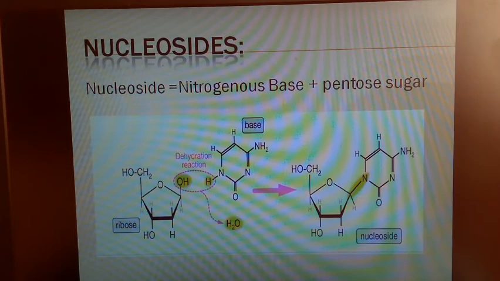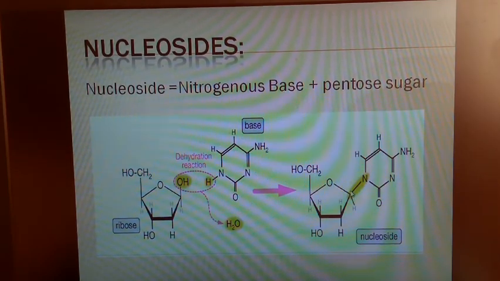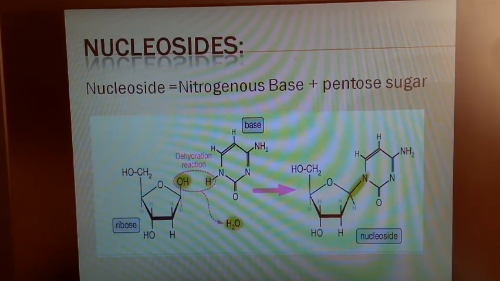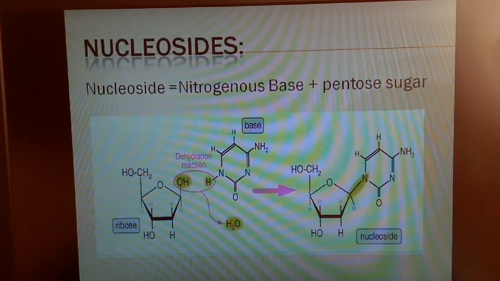Which structure is it? It is cytosine. This is the structure of cytosine. So the first nitrogen is bonded. If it is a pyrimidine, then the first nitrogen, and if it is a purine, then the ninth nitrogen will be added. That's why I said it is very, very important.